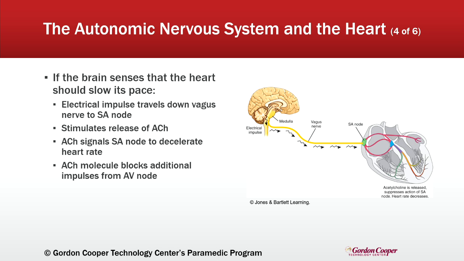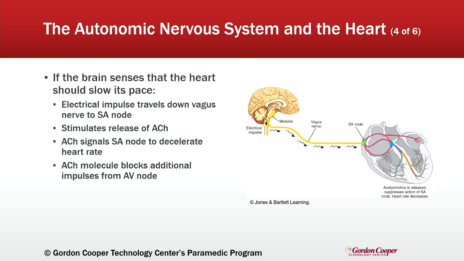All right, we're still talking about the ANS and the heart. So when the brain senses that the heart should ease its pace, it sends an electrical impulse down the vagus nerve to the SA node. And that's like sending a message, as we mentioned, to hit the brakes. Now, as the impulse travels, it stimulates the release of acetylcholine, and that neurotransmitter acts as a signaling molecule telling the heart to start slowing down.